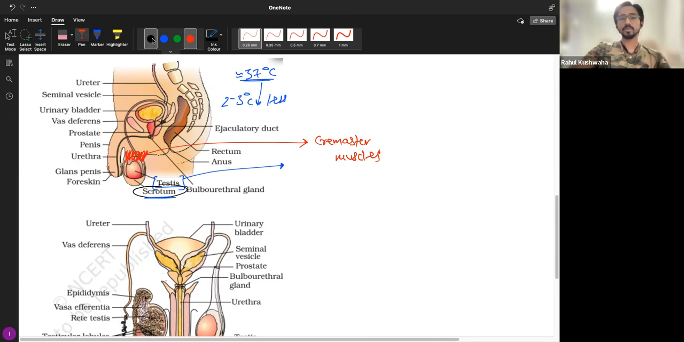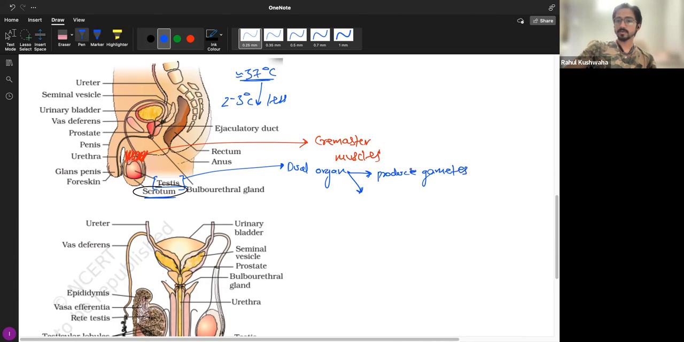Now, testes is a dual organ. This is the second question. Why is testes known as a dual organ? It is called a dual organ because it serves two functions. Any guess what functions it serves? One function we all know, what do testes do? Produce gametes, right, Rabia? Yeah. So one is it produces gametes, which means it is a primary sexual organ.